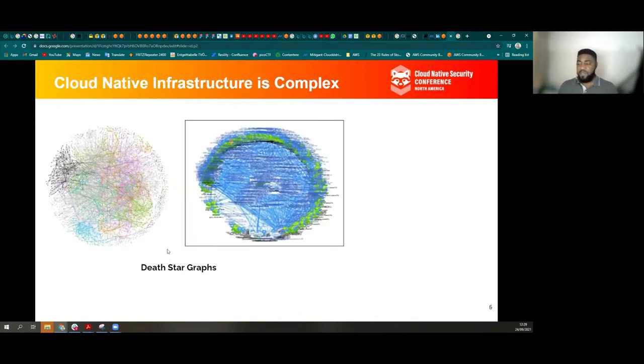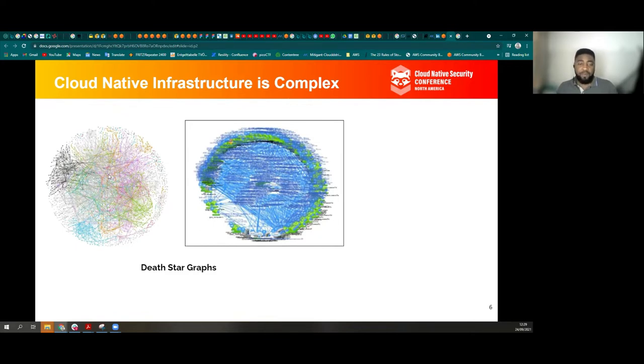Now, we know that cloud native security is complex, right? In fact, it is an abstraction of multiple abstractions. The Death Star graphs we see here have become very popular ways of visually representing complex systems. Effectively, every node on this graph represents an application or a virtual machine or a server, and all of these lines are connecting and telling us how these nodes are communicating among themselves. And you can see how this looks really complicated.